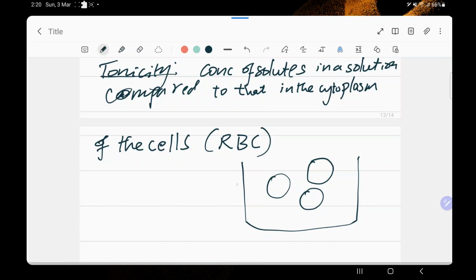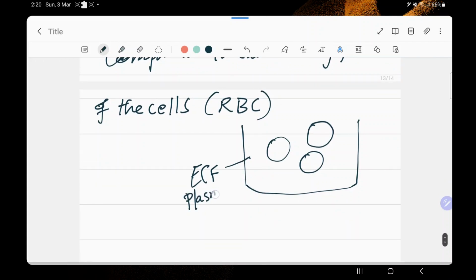Remember the body fluid compartment. So ECF is on the outside, and in this case it is the plasma. And the cells have a cytoplasm. Now we know that these RBCs have a special shape called the biconcave discoid shape over here. And this shape is maintained because the number of osmotically active particles outside the cell and inside the cell are exactly the same. The composition might be different, but the number of particles are exactly the same.